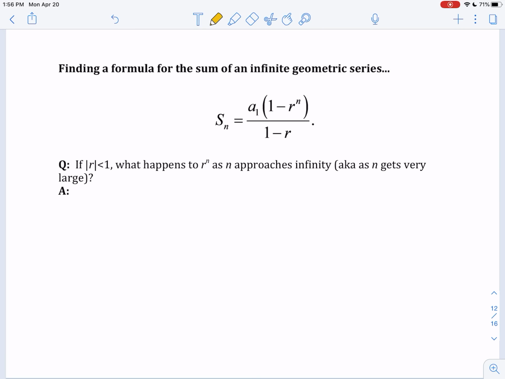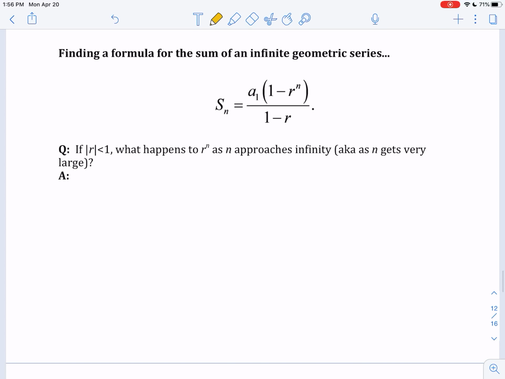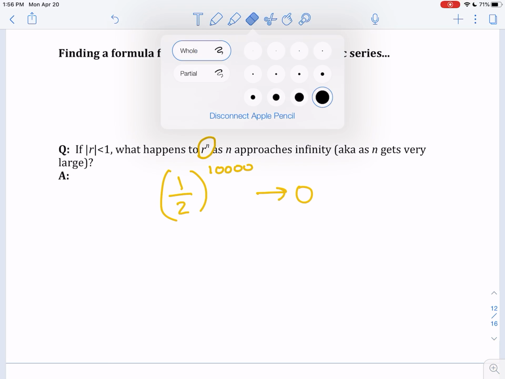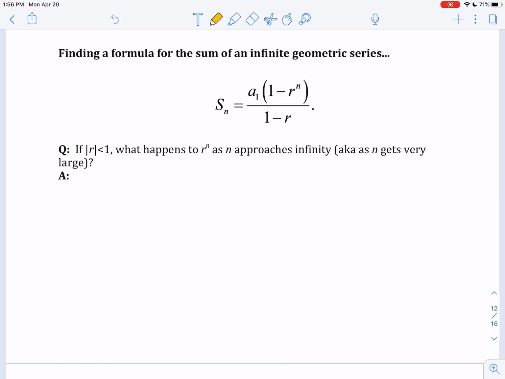All right, let's find the formula for S sub infinity here. For S sub infinity, what is going to happen to R to the n as n approaches infinity? Well, let's take R to be like 1/2 again. If I take 1/2 to a really big number, you can put that in your calculator. That's going to 0, right? If I take 1/2 times 1/2 times 1/2 times 1/2, it's getting smaller and smaller. So as n approaches infinity, this piece is going to go to 0. So I have a sub 1 times 1 minus 0 over 1 minus r, which is equal to that.